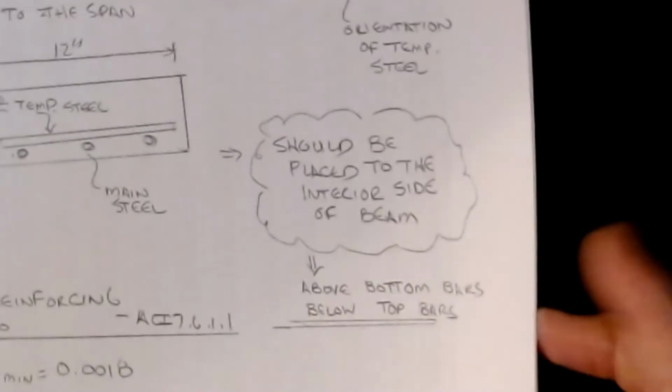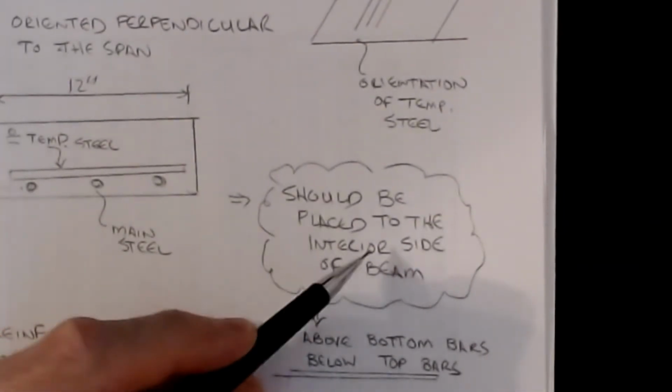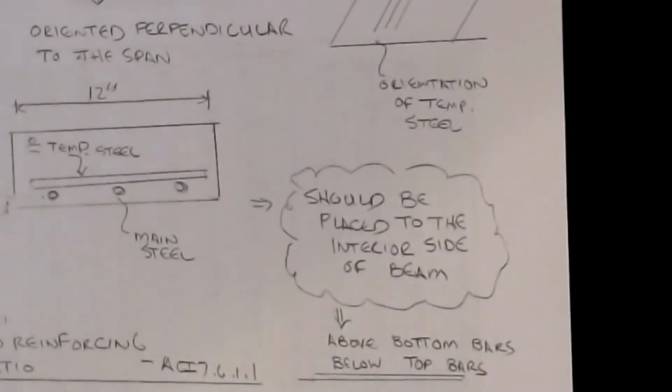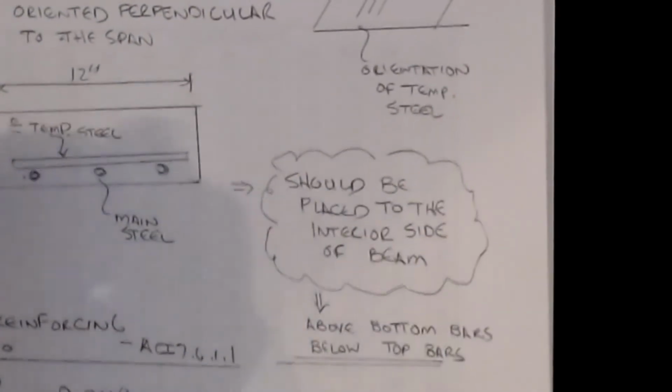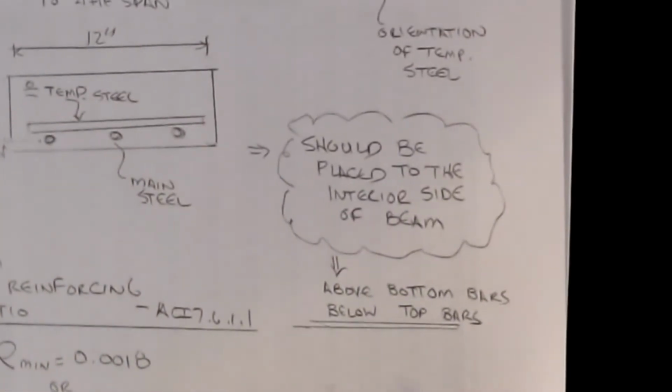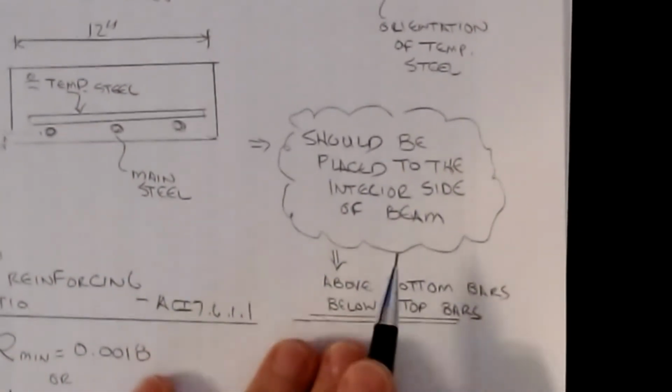Okay, so this is what we call being placed to the interior of the beam. It's not always on top and it's not always on bottom. It depends on those. So that's why we're saying it's more toward the middle of the bar here. Basically above the bottom bars and below the top bars. So that's kind of a constructability system.